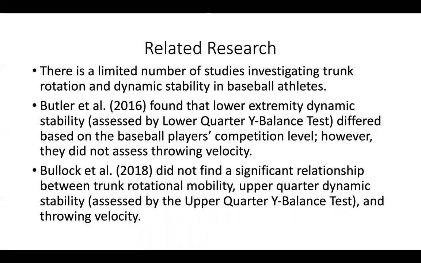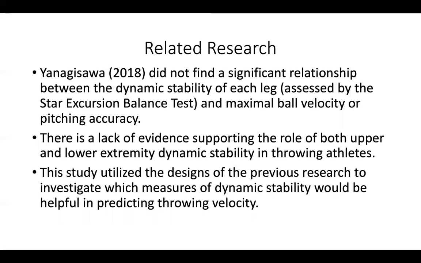Then in 2018, Bullock et al. did not find a significant relationship between trunk rotational mobility, upper quarter dynamic stability, assessed by using the upper quarter Y balance test, and throwing velocity. Then also in 2018, Yanagisawa did not find a significant relationship between the dynamic stability of each leg, which they assessed by using the star excursion balance test, and maximal ball velocity or pitching accuracy.